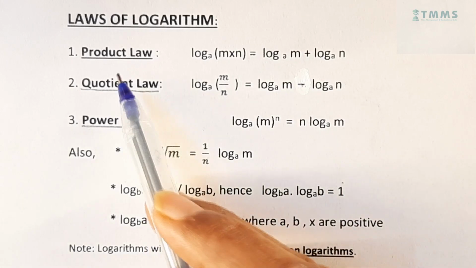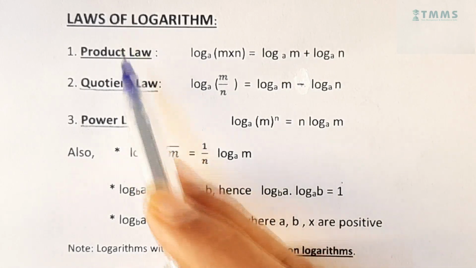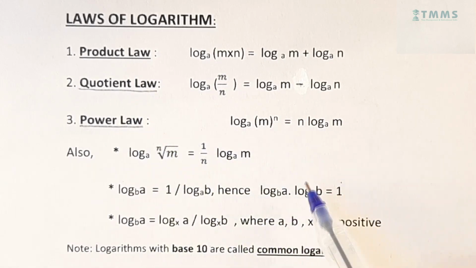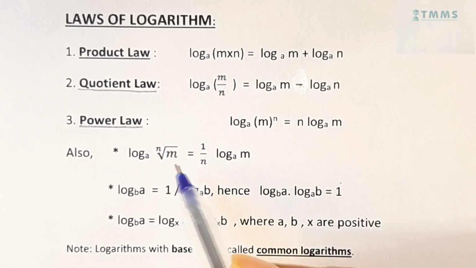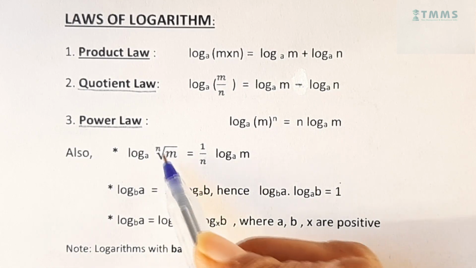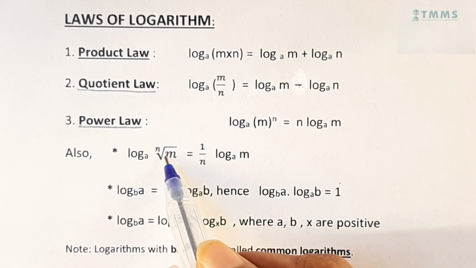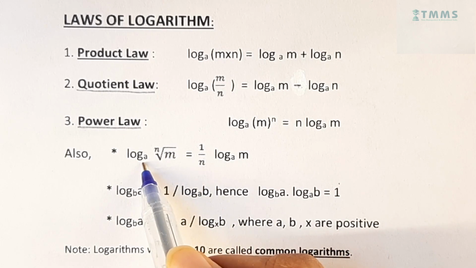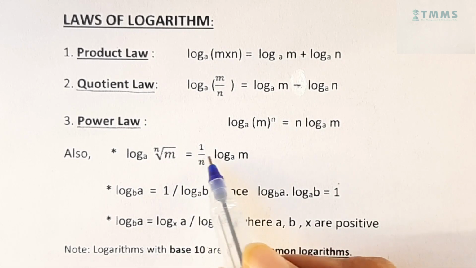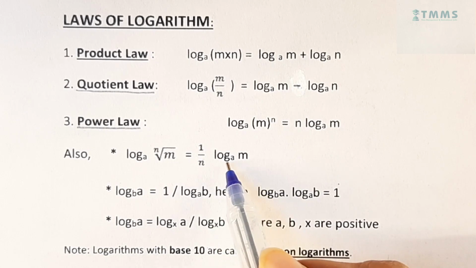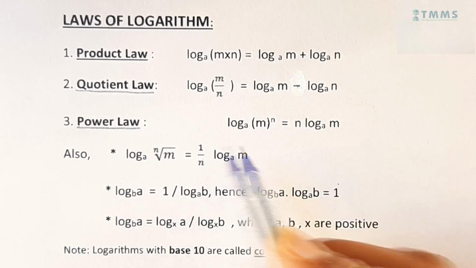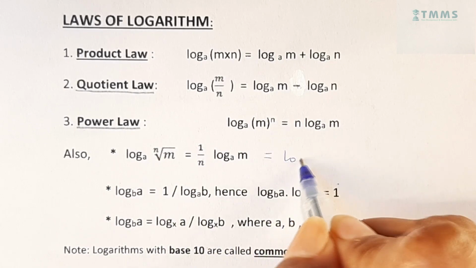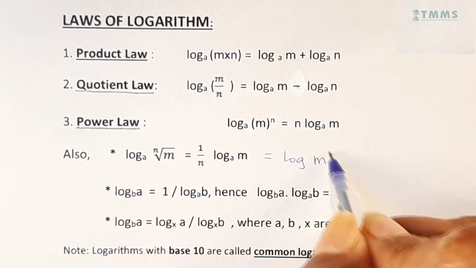So now that we have seen the three basic laws, product law, quotient law, and the power law, we look at some more results. Look at the first result that we have. Log of nth root of m to the base a will be equal to 1 upon n log m to the base a. Now this nth root actually becomes like so.